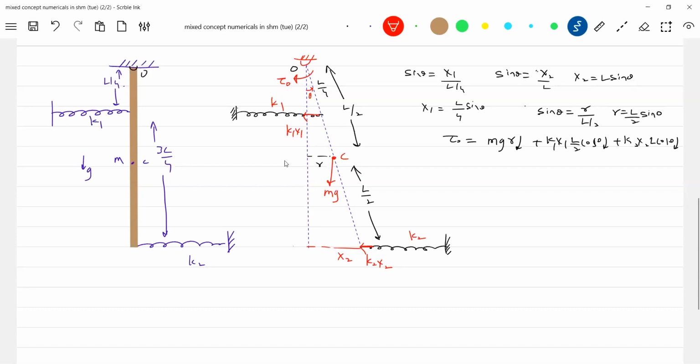Okay, fine. So this is the condition. So now the torque will be equal to mg, R will be L by 2 sine theta, K1, X1 will be L by 4 sine theta.